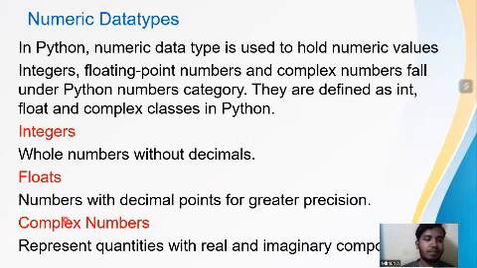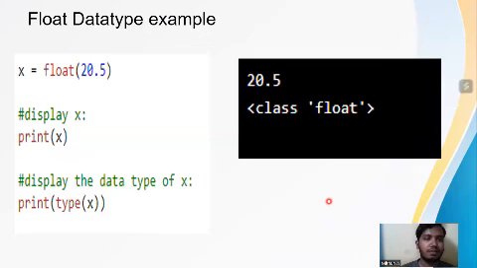Next we have floats. Float refers to numbers with a decimal point for greater precision. Whatever number consists of a decimal point is going to be float. So let us assign a variable x as float, that is 20.5. On printing this variable, we obtain 20.5 as an output, which is a float value. In order to understand what type of data type it is, we use type x here. So we obtain float data type.